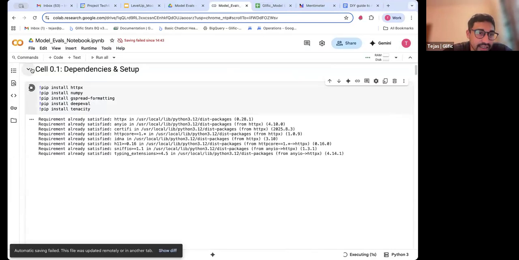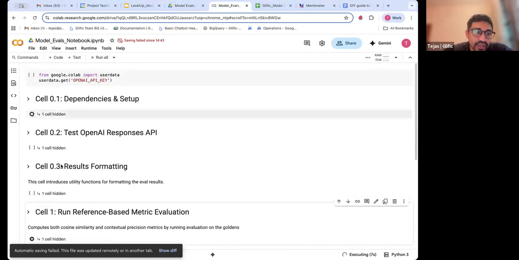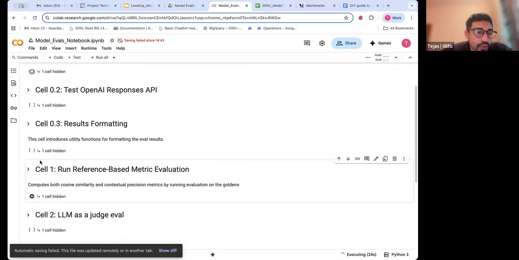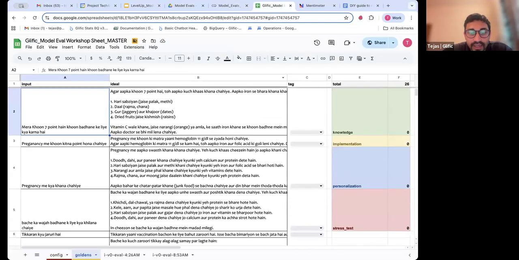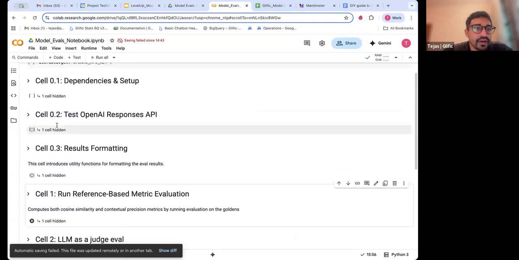There are essentially these four cells over here: dependencies and setup, test OpenAI API, results formatting, and run the reference-based metric evaluation. You run 0.1, 0.2, 0.3 one time to make sure that it's working well. And then when you run cell number one, the results will start coming into the Google Sheet that you have. I'm going to go ahead and do this right now, and then we'll see some of the results. But before I go ahead, as I'm doing this, I'm also open to taking some questions if you have any.